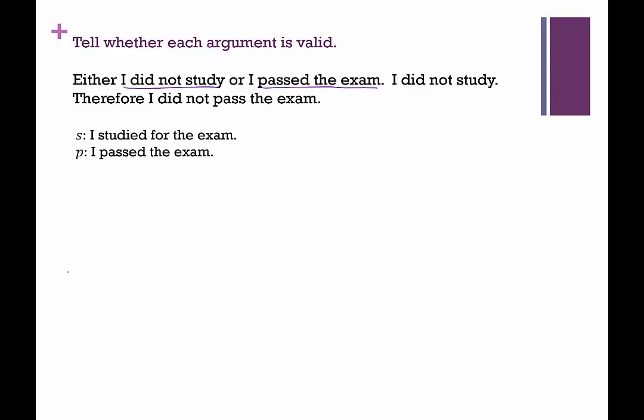Step 2, we need to turn this into symbols. So for premise 1, either I did not study, so that would be not S, or, that's a disjunction, I passed the exam. Premise 2 says I did not study, not S. Then therefore, our conclusion's coming up. We're going to do our triple dots. Therefore, I did not pass the exam, not P. So this would be step 2 right here, setting it up.